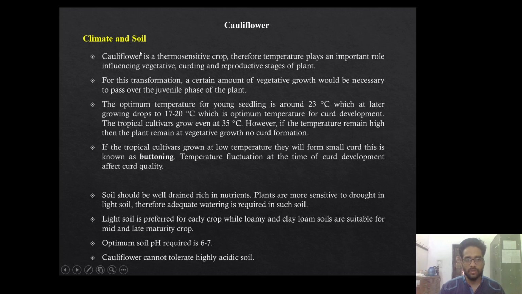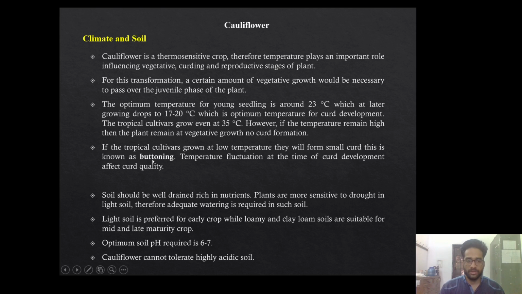Now, climate and soil. Cauliflower is a thermosensitive crop. Therefore, temperature plays an important role in influencing the vegetative, curding, and reproductive stages of the plant. For this transformation, a certain amount of vegetative growth is necessary to pass over the juvenile phase of the plant. The optimum temperature for young seedlings is around 23 degrees Celsius, which is later dropped to 17 to 20 degrees Celsius, the optimum temperature for curd development.